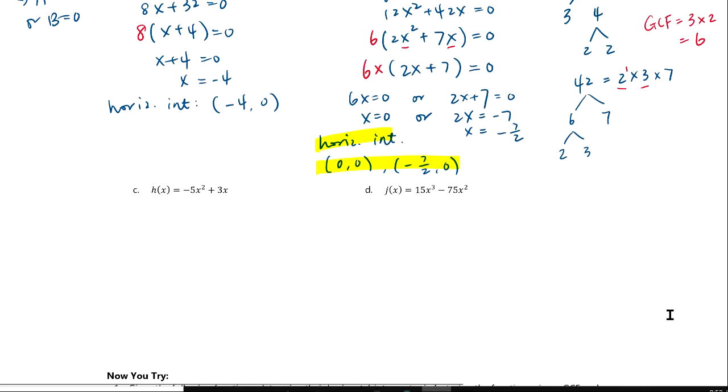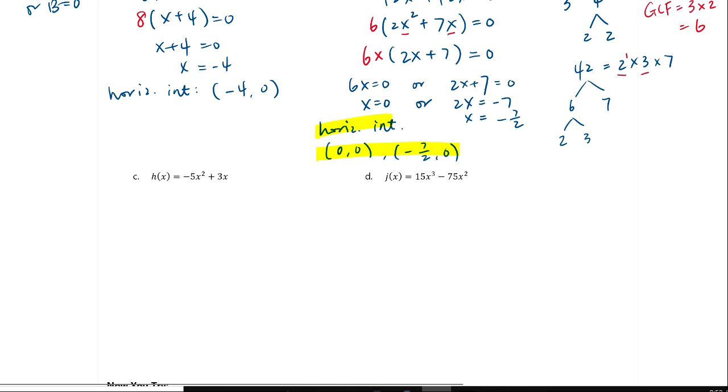So let's take a look at parts C and D now and see what it looks like with a little bit different functions. So in part C, if we want to set the function to be 0, we can just say we have negative 5x squared plus 3x equal to 0.